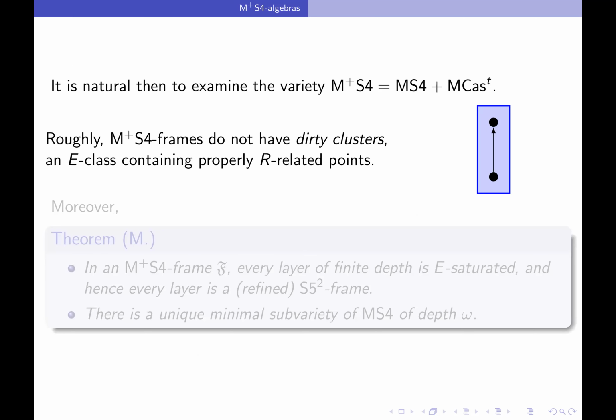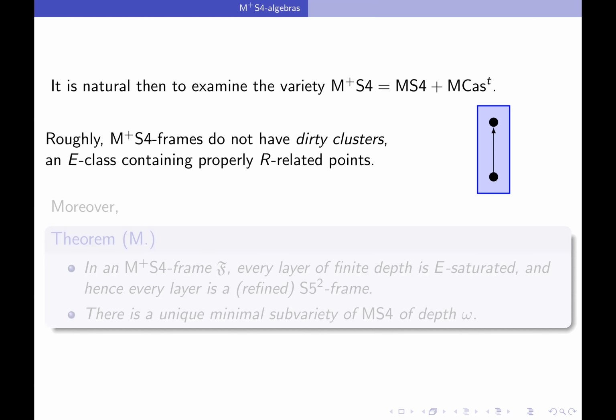So then it's natural to examine this variety that I would call M plus S4, where I just assert this Gödel translation of the Casari formula. Already things are much, much better because roughly, there's a caveat that I'm not going to go into here, this axiom, asserting this identity, essentially prevents your dual space from having what we call dirty clusters, which is an E class that contains two properly R-related points inside of it. So this picture on the right here is a dirty cluster.